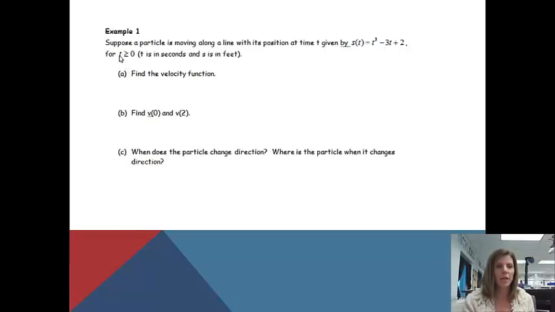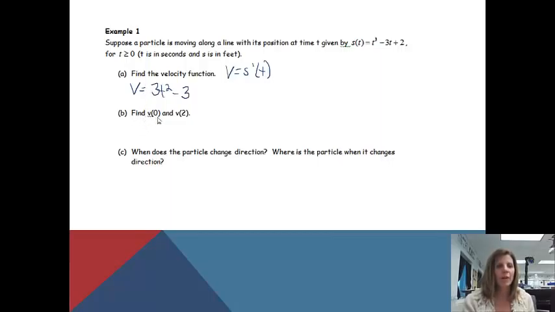Example 1: suppose a particle is moving along a line with its position at time t given by this position formula. Find the velocity of the function. Well, if this is position and I need to get to velocity, I know that velocity is going to be the derivative of the position, so my velocity formula will be 3t squared minus 3. And we don't have to put a plus c this time because we are taking the derivative.